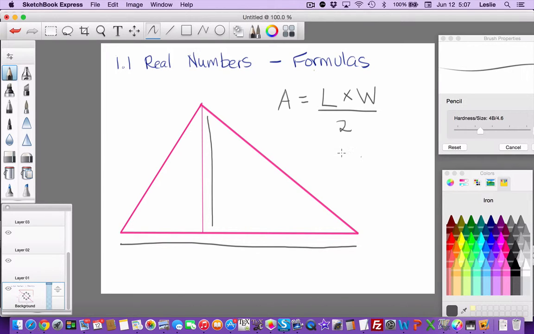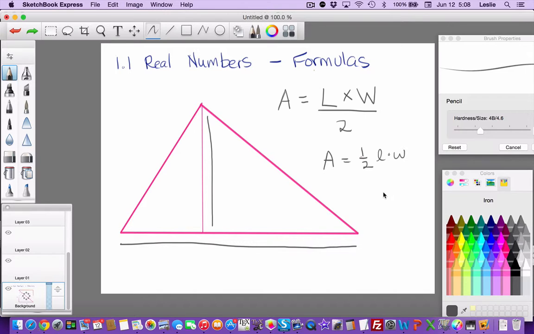There are a couple of different ways you might see this formula written. In particular, your textbook uses area equals 1/2 length times width. That's really the same thing as what I've written up here. It's the length times the width, cut that in half, or the length times the width, now take half of that. Whichever way you write this formula, it means the same thing.